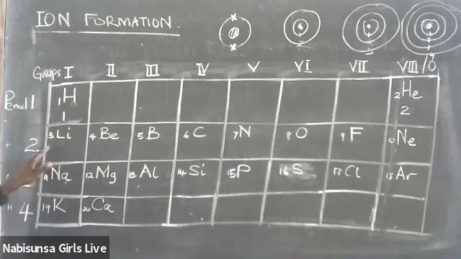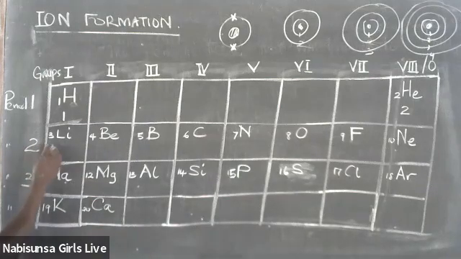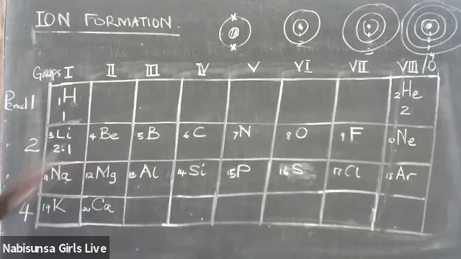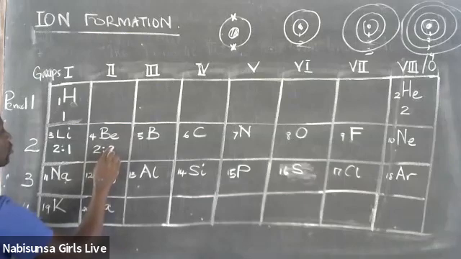Lithium has how many electrons? 3. So what's the rule telling us? The first level takes how many? 2. So how many electrons remain? 1. You push it to the next energy level. So the electron configuration of lithium is 2:1. Beryllium has 4 electrons. The first energy level takes 2. How many remain? 2. You push them to the next level. So the ratio is 2:2.